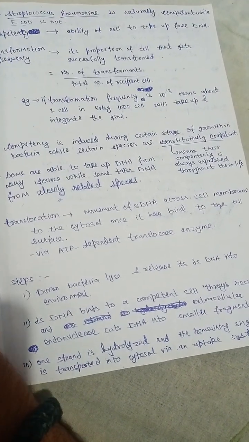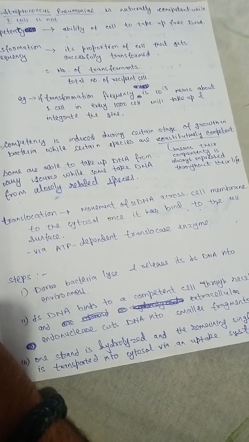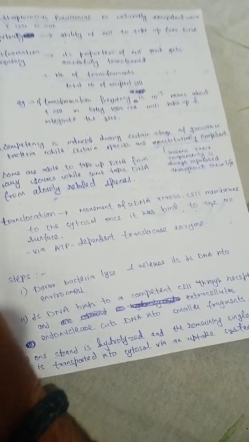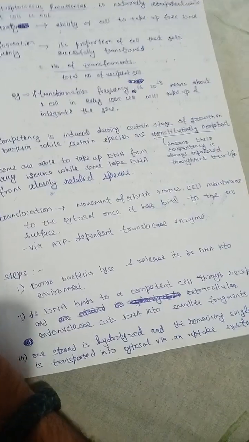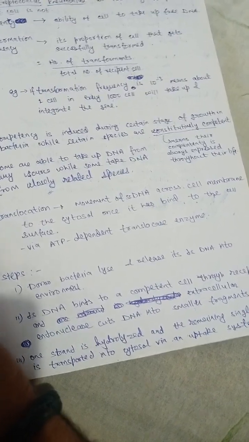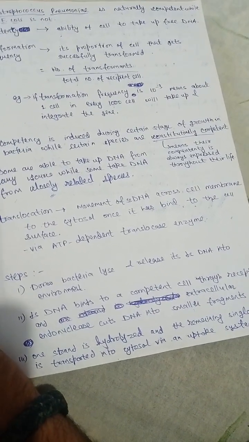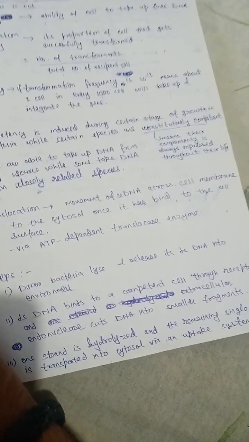The other cell took up the DNA. However, transformation did not occur, successful transformation did not occur, because it did not integrate into the recipient bacterium's chromosome.